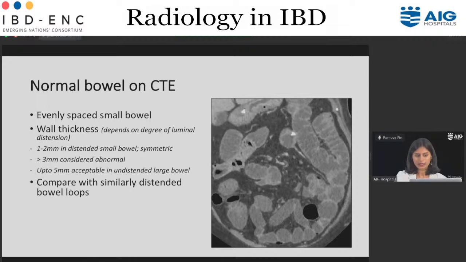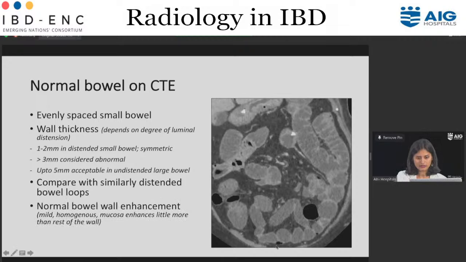And more than the absolute value of bowel thickness, comparison with similarly distended bowel loops has more value. And normal enhancement of bowel should be similar to that of the rest of the bowel loops. And anything that stands out from the background of similarly distended bowel loops should be mentioned. The normal bowel enhancement should also be symmetric and homogeneous. And normally you expect the mucosa to enhance slightly, just slightly more than the rest of the bowel wall.